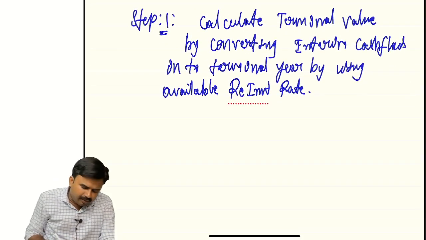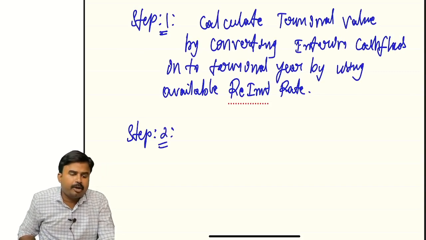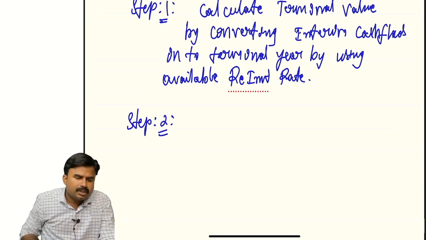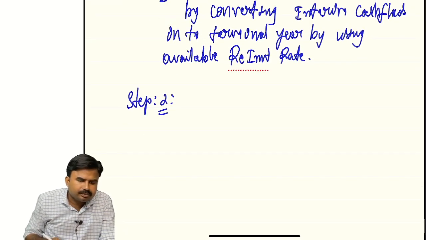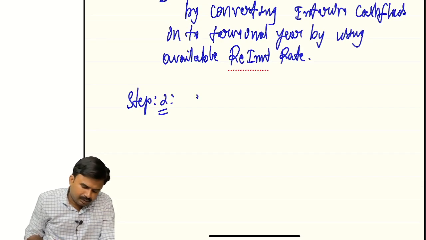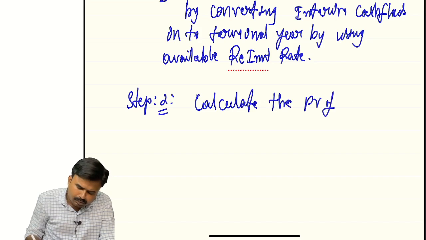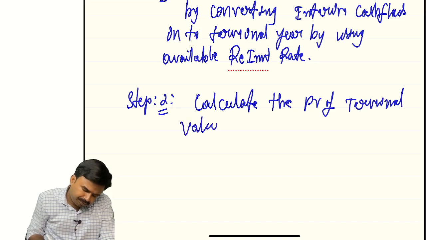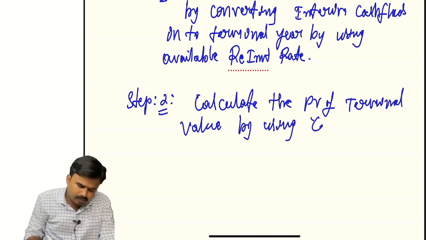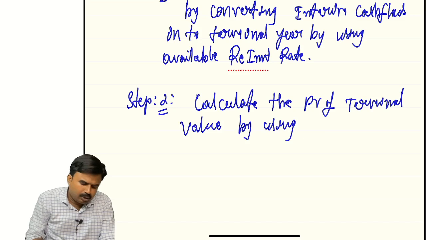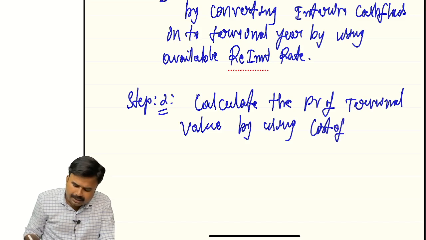Once we get the terminal value, then discount such terminal value by using cost of capital as a discount rate. Calculate the present value of terminal value by using cost of capital as the appropriate discount rate.